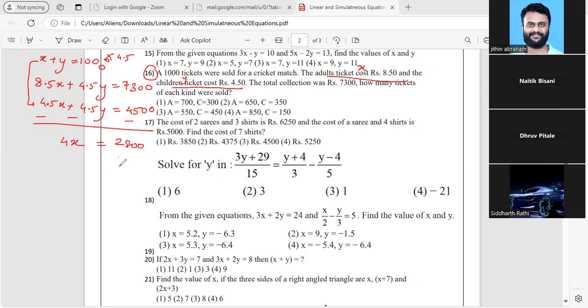Yes, sir. So X is equal to 700. So 700 tickets were sold to adults, which means we already know that X plus Y is equal to 1,000. So if X is equal to 700, logically speaking, Y is equal to how much? 300. Yes.